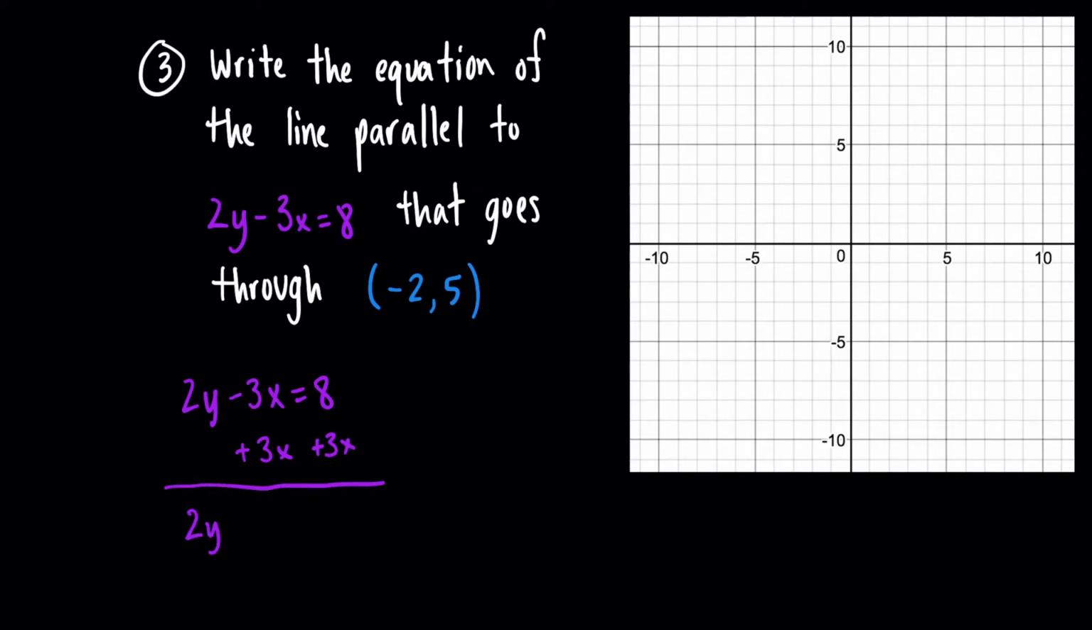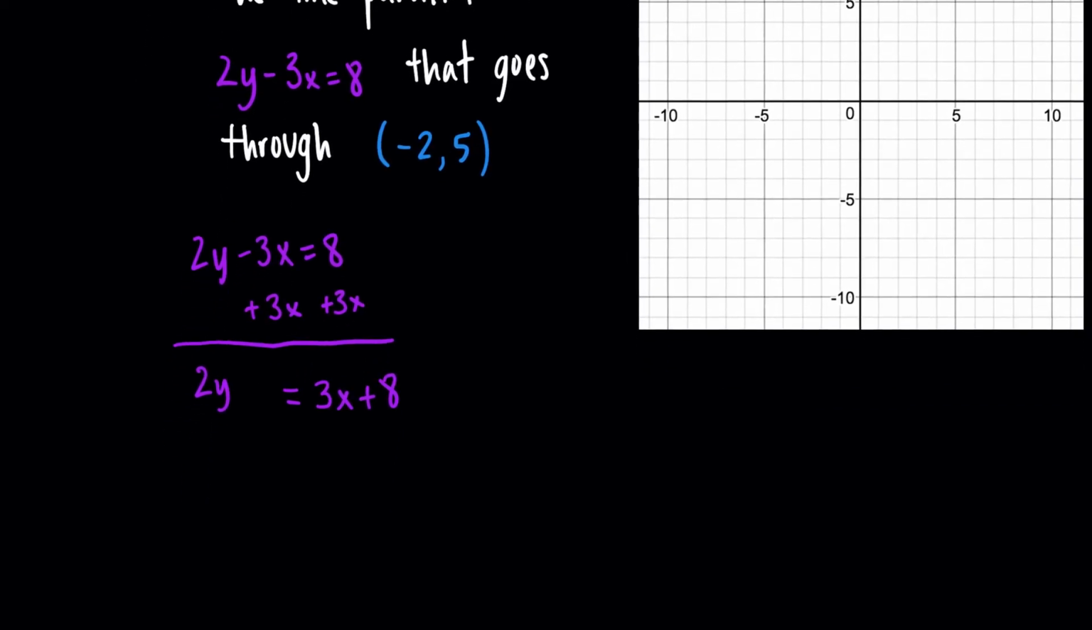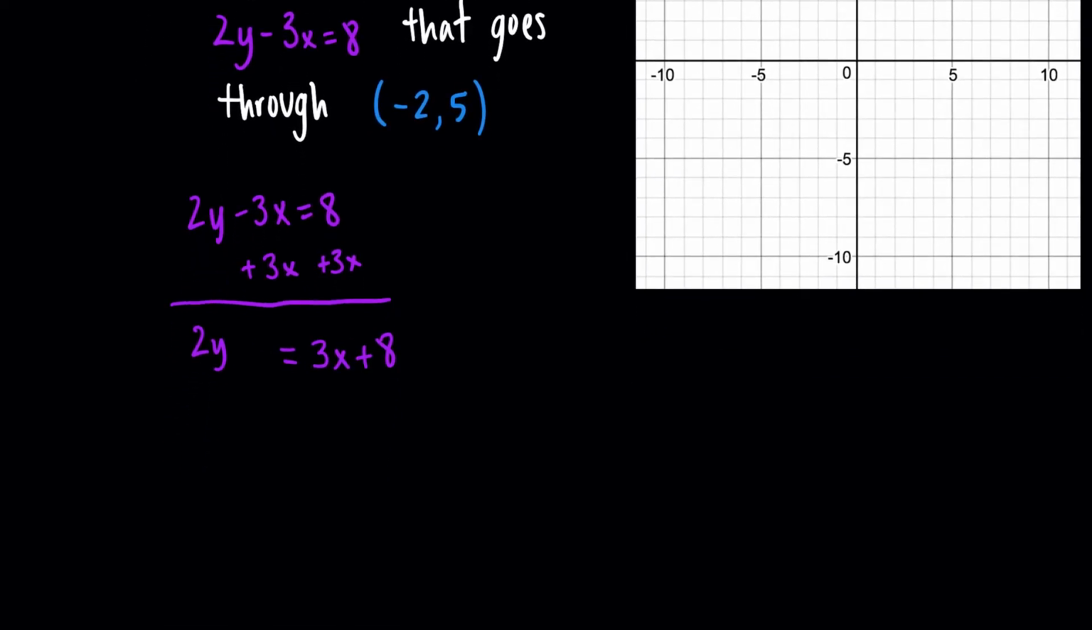And we've got 2y is equal to, I'm going to put the 3x first. Some people put 8 plus 3x, but I like to have the x first because it's nice to have this in slope-intercept form. All right, now we need to divide both sides by 2. So we'll divide both sides by 2. I like to divide every aspect in there by 2.